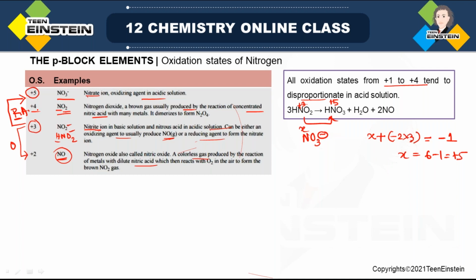But the process is not reduction. The process is oxidation because it has lost electrons. But when it is acting as an oxidizing agent, that means now it has gained electrons, and in that case it is converted to NO because here the oxidation state is +2. So here it is oxidation and this is reduction because it has gained electrons. But remember, the molecule itself is acting as an oxidizing agent, but the process is reduction. So is there any doubt up to this?